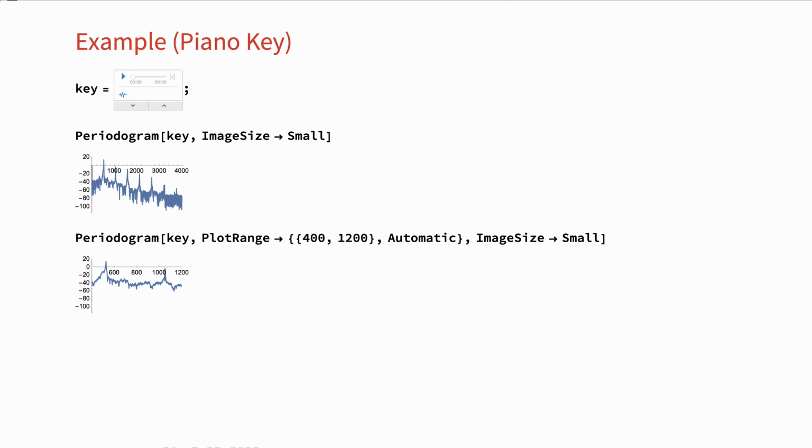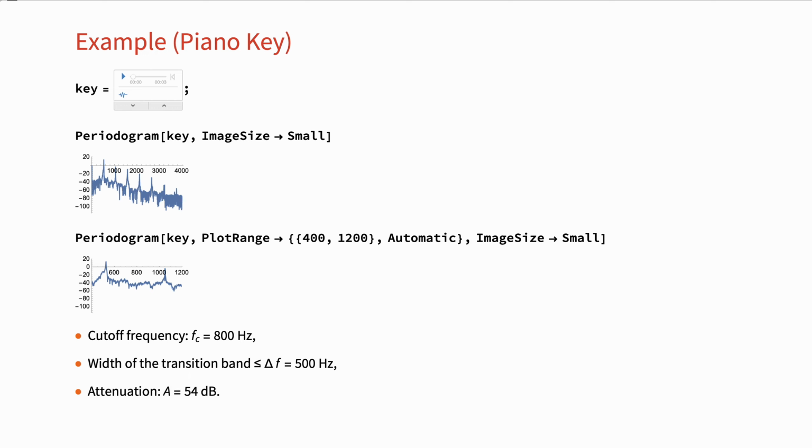So to design our FIR filter, we need to have a cutoff frequency of 800 Hertz, roughly midway between the fundamental and the first harmonic. And let's say the width of the transition band should not exceed 500 Hertz. And we want attenuation in the range of the popular Hamming window, approximately 54 dB.